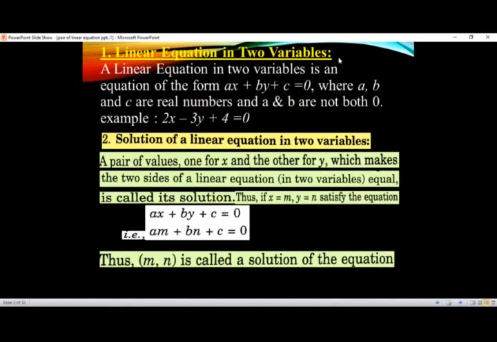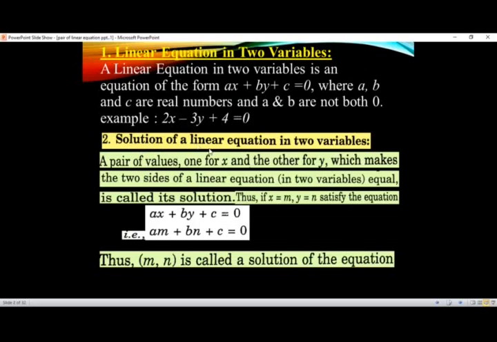Linear equation in two variables. You have already learned in class 9 that a linear equation in two variables is an equation of the form ax plus by plus c equal to 0, where a, b and c are real numbers and a and b are not both zeros. One example is given here, 2x minus 3y plus 4 is equal to 0. This is an equation, it contains two variables and the degree is 1. That is why this is called a linear equation in two variables.